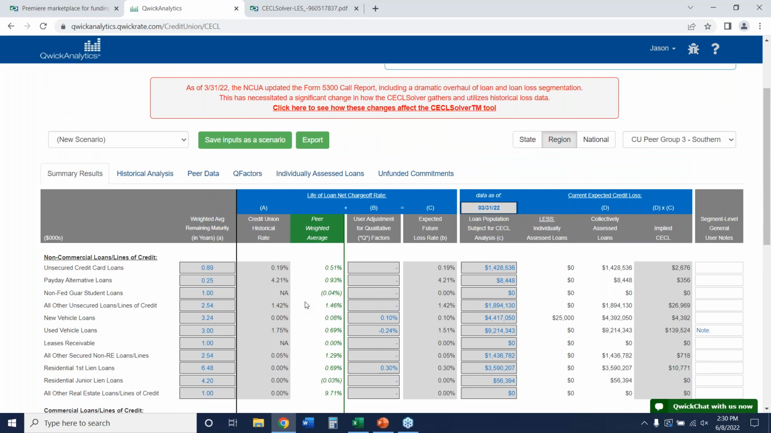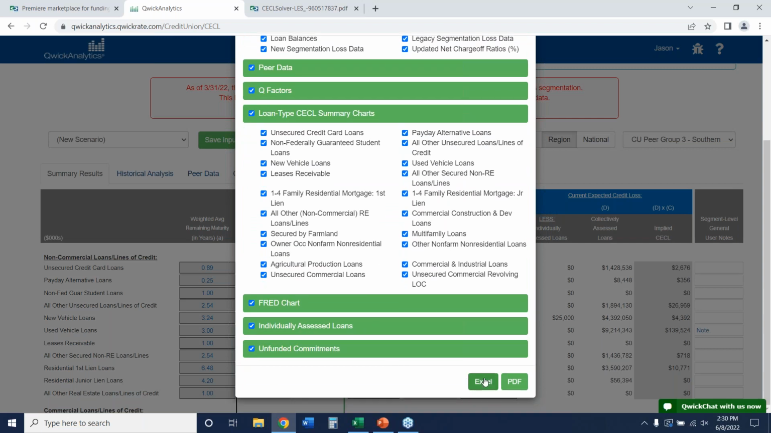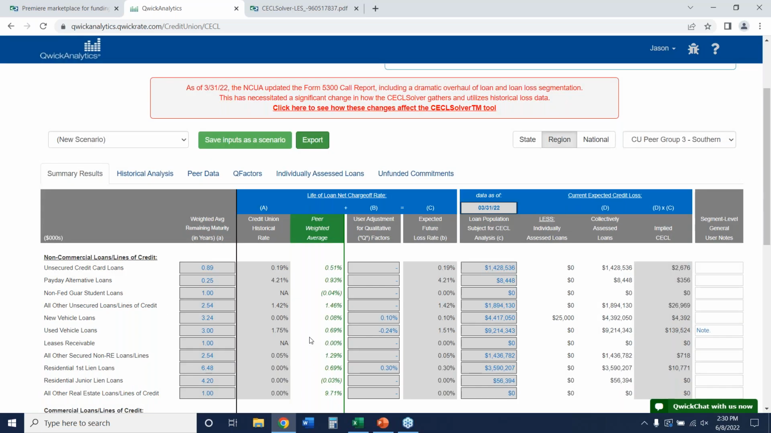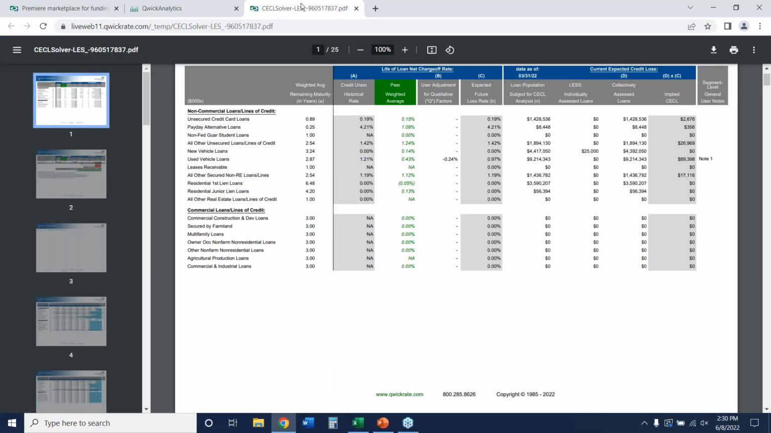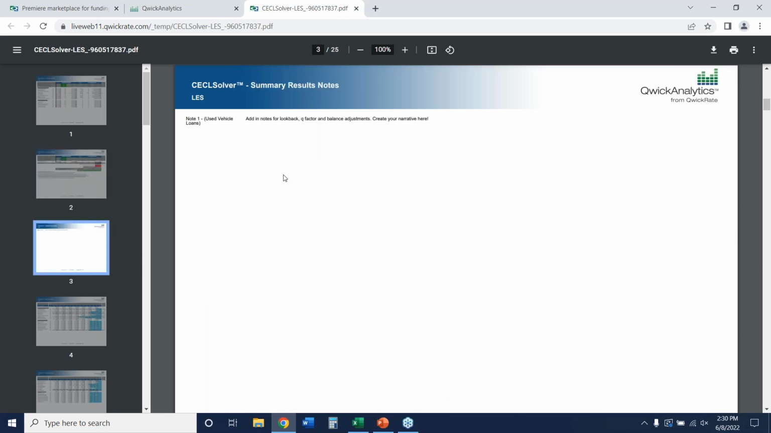When you want to disseminate that information, we do have this export feature where you can create an Excel or PDF report of the tool itself. And I've got that right here. This is, again, everything that you'll get on the printout, but here is the summary, all that information there, and all your loan level and segment level notes will be in here as well. This is going to be key.